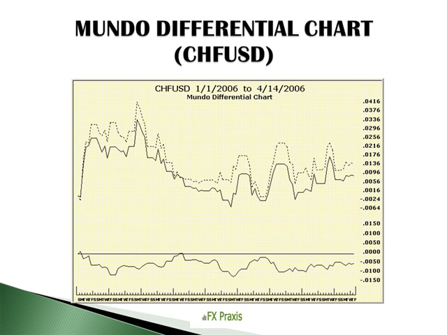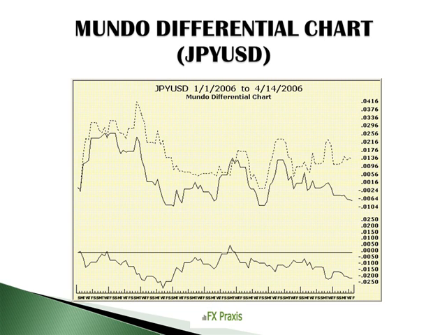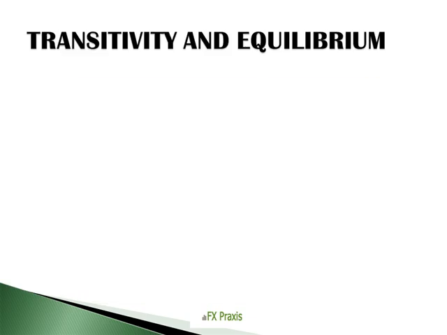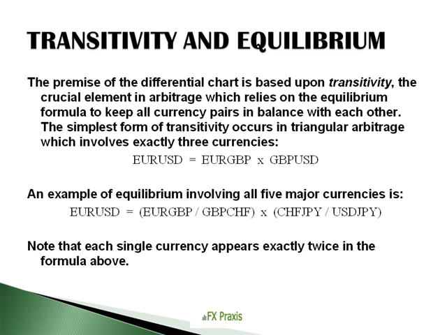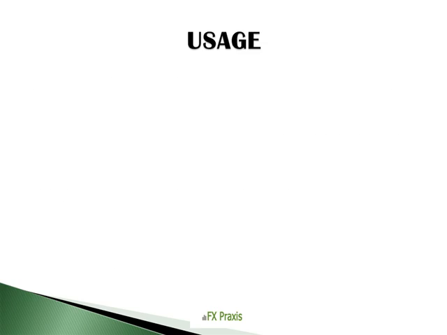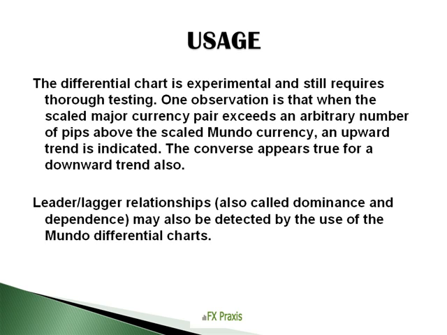This chart examines the difference between the Swiss franc US dollar currency pair and the Mundo. Note that because of the Mundo's high parity rate, all of the oscillator values are below the mean of 0. This time we are comparing the Mundo with the Japanese yen. On the far right we see an expanding divergence between the yen and the Mundo. Again, there may be a market entry opportunity here. Transitivity is critical to using Mundo for either relative strength studies or arbitrage. The differential chart is experimental and still requires thorough testing.